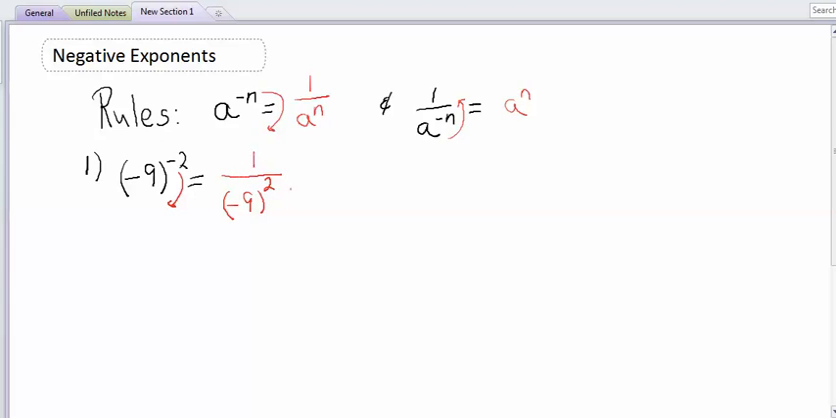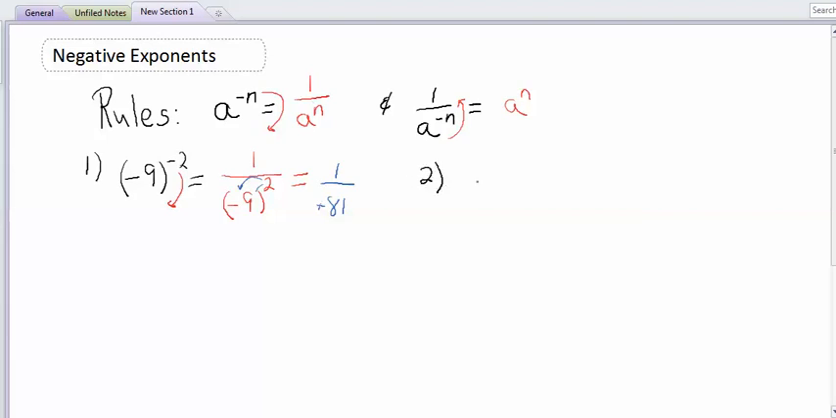Okay, so now I've got my negative exponent gone. I need to do distributive property with that 2. That 2 is going to be multiplied with the negative. Negative is a positive. And then I have 9 times 9 is 81. And I keep my 1 at the top of my fraction. So it's 1 over positive 81.